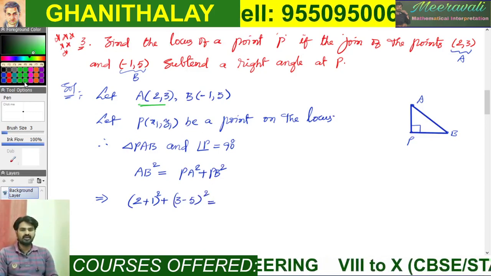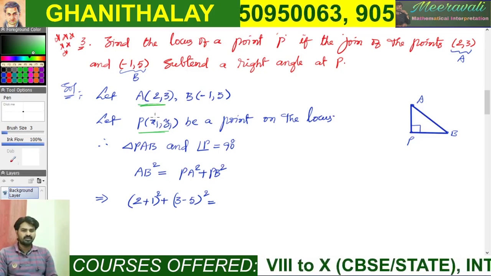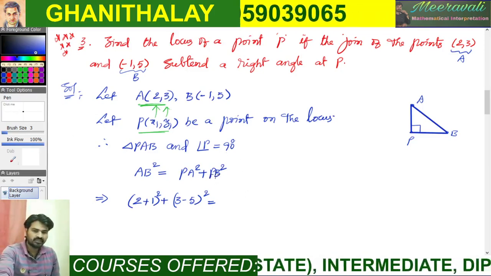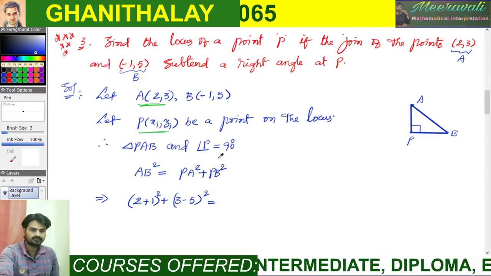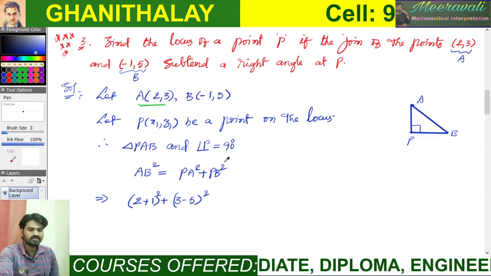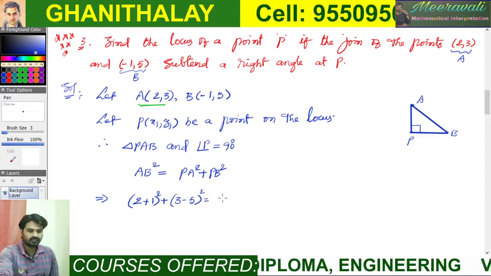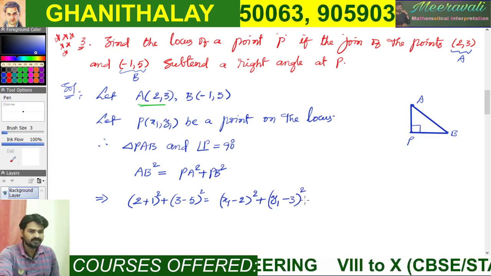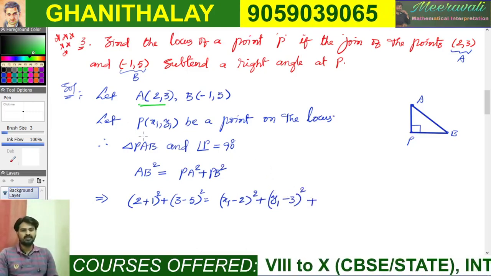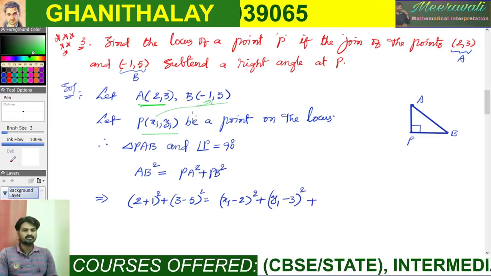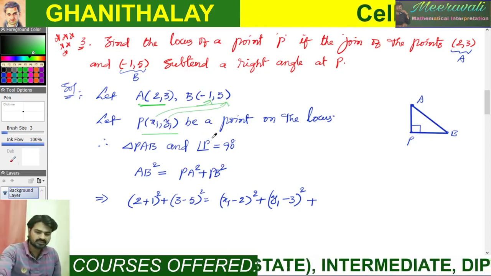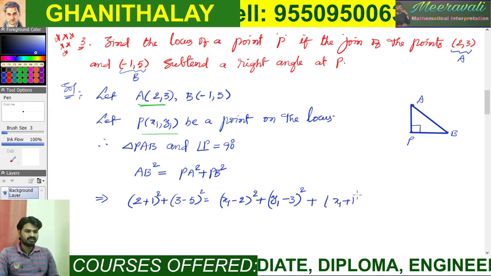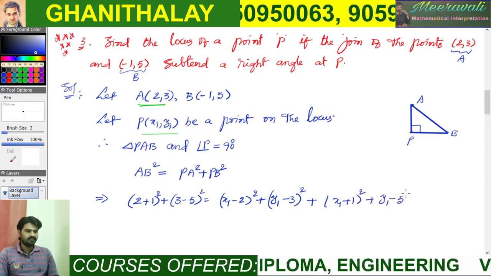PA square. P means here you have to use the P point, and A point means this. PA means X coordinate subtraction and Y coordinate subtraction: X1 minus 2 whole square plus Y1 minus 3 whole square, that is PA square, plus PB square. Use the P point and B point and subtract the X coordinates, X1 minus of minus 1 whole square, next Y1 minus 5 whole square. Then you get X1 plus 1 whole square plus Y1 minus 5 whole square.